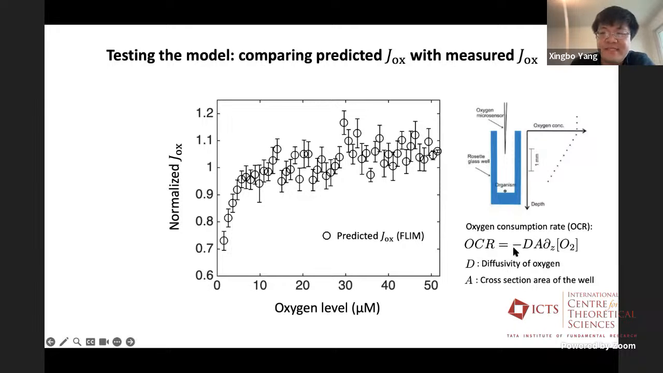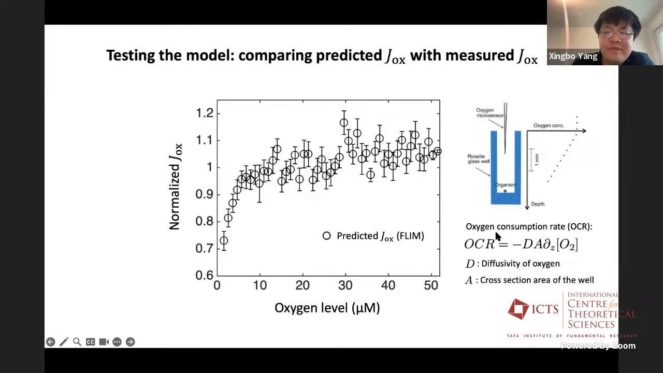And then your oxygen consumption rate, through the flux balance, can just be written as the diffusive flux of oxygen, which is the diffusivity times the cross-sectional area of the well, times the gradient of oxygen that you can actually measure throughout this well using a very sensitive oxygen microsensor. This is actually a commercially available system that I think is very useful to study small embryos and oocytes, for example.